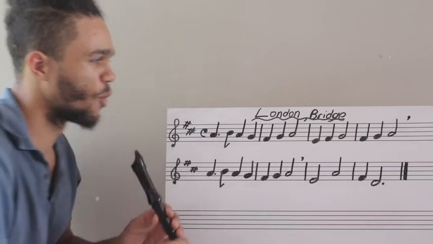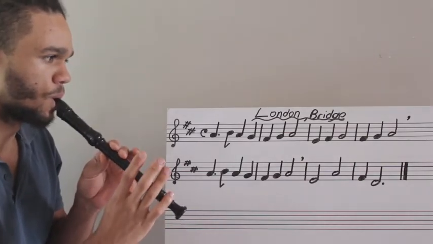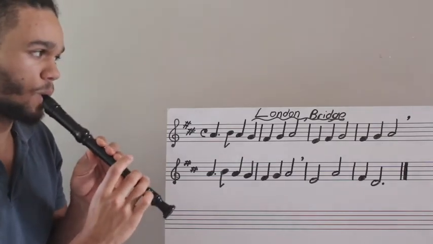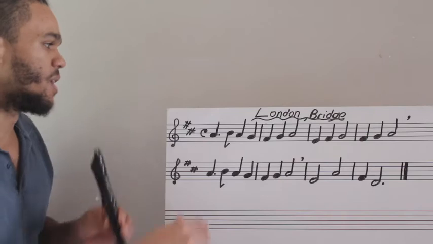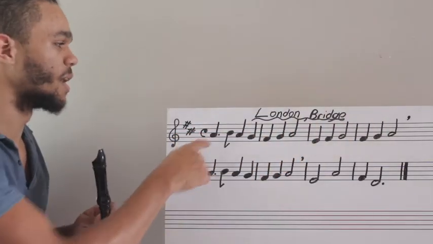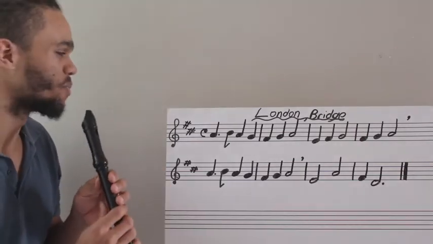So let's try bar number 4. 3, go. One more time, bar number 4. Let's try bar number 1 all the way up until bar number 4. Line number 1. Nice and slow, then we'll go a bit quicker. 1, 2, 3, go.